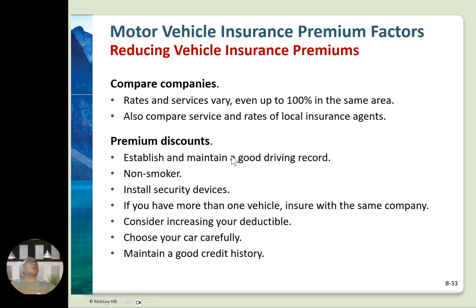Okay, compare companies. You need to do a service comparison. If the insurance company is in the same area, you also need to compare service with your local insurance agent. Premium discounts: establish and maintain a good driving record, be a non-smoker, and install a security device. If you have more than one vehicle, make sure you insure with the same company because you get a multiple-vehicle discount. Consider also increasing your deductible from $500 to maybe $1,000, choose your car carefully, and maintain a good credit record.